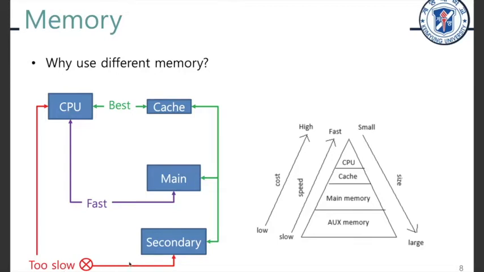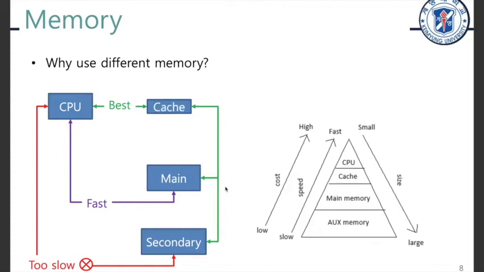Therefore, it's better if we load just a program to be executed into the main memory, and then we fetch instructions to the CPU. That is a little bit faster. But the best part is actually fetching an instruction of a program to cache and then executing it in the CPU.